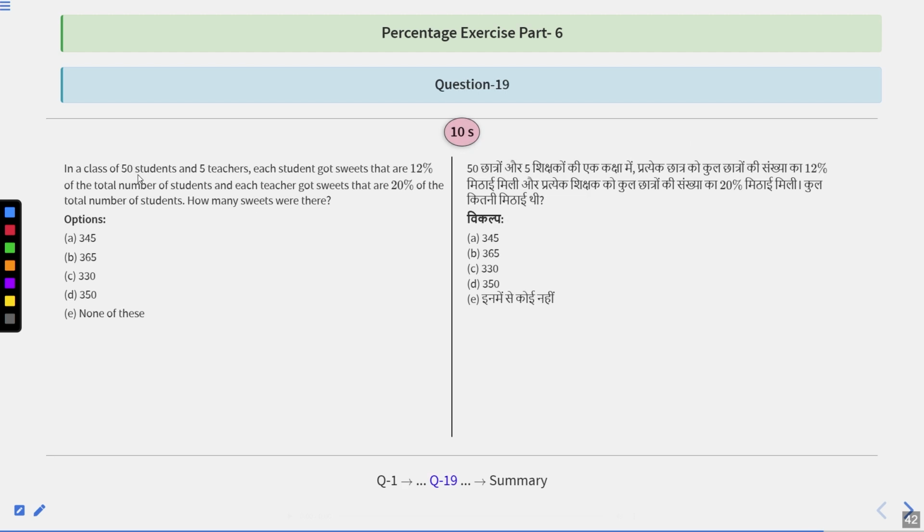Next question. In a class, 50 students and 5 teachers. Each student got sweets that are 12% of the total number of students, and each teacher got sweets that are 20% of the total number of students. How many sweets were there? You have 5 options and 10 seconds to solve this question. Your time starts now.